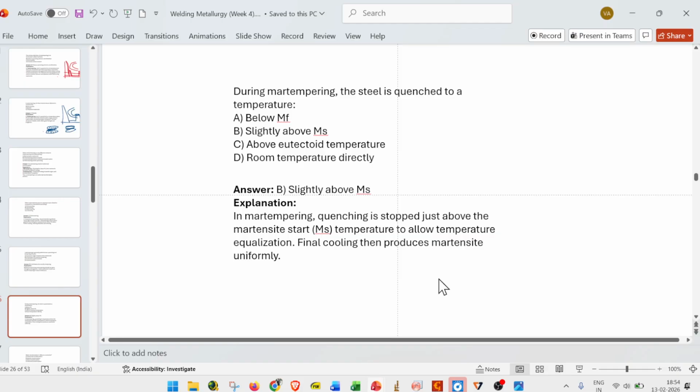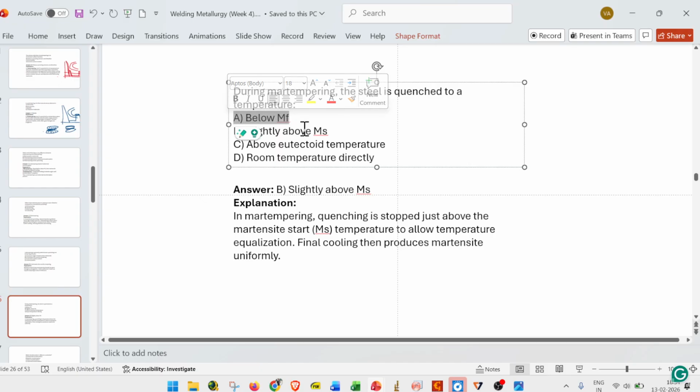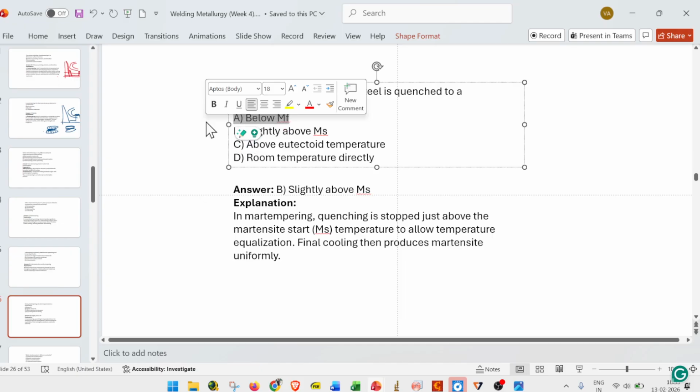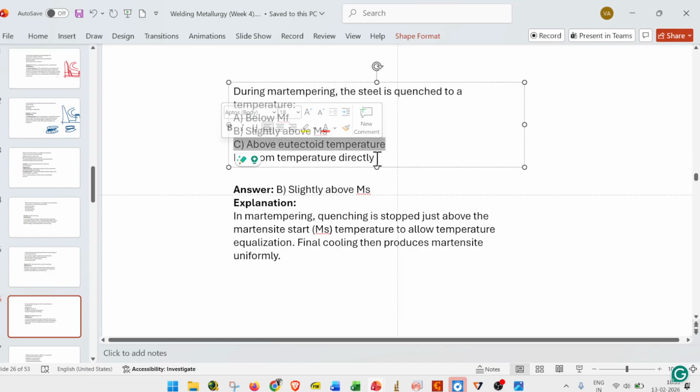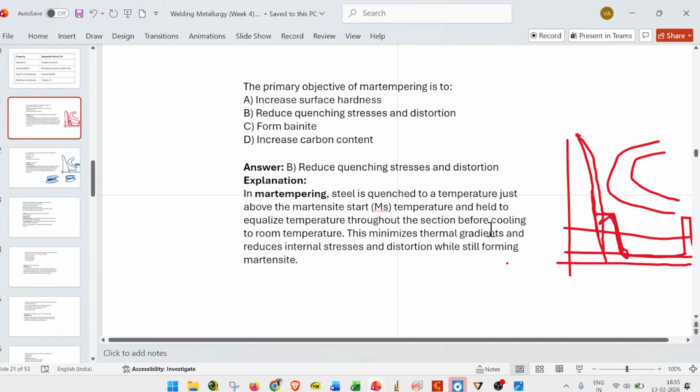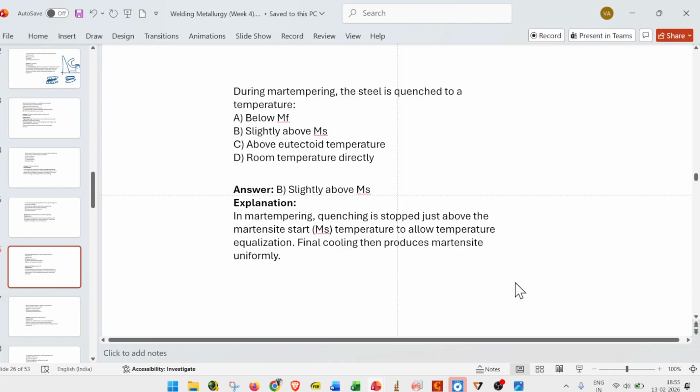Next, during martempering, the steel is quenched to a temperature below the martensitic starting phase, slightly above the martensitic starting phase, before the martensitic finish phase, above the eutectoid temperature, or to room temperature directly. We have already seen it is slightly above the martensitic starting phase. Here we can see we will hold it slightly above the martensitic starting phase.